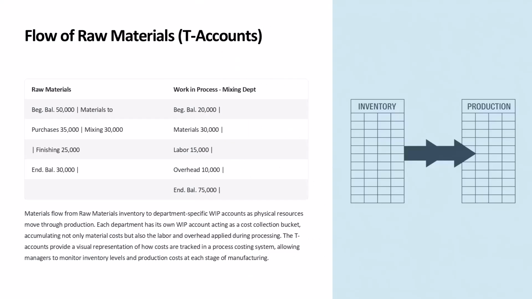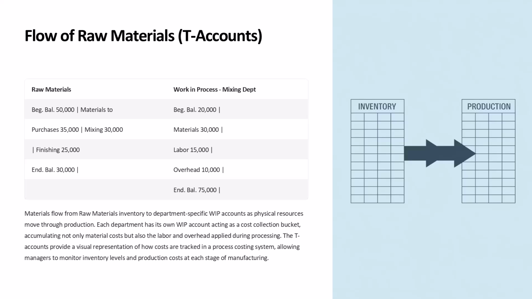Slide 6, flow of raw materials T accounts. Materials flow in process costing creates the first tributary in our cost river system. Unlike job order costing, materials aren't assigned to specific customer orders, but to production departments where they're consumed. Imagine a cereal manufacturer like General Mills. Raw grains don't get assigned to particular boxes, but to the mixing department where they begin transformation. The T account mechanics are straightforward but powerful.